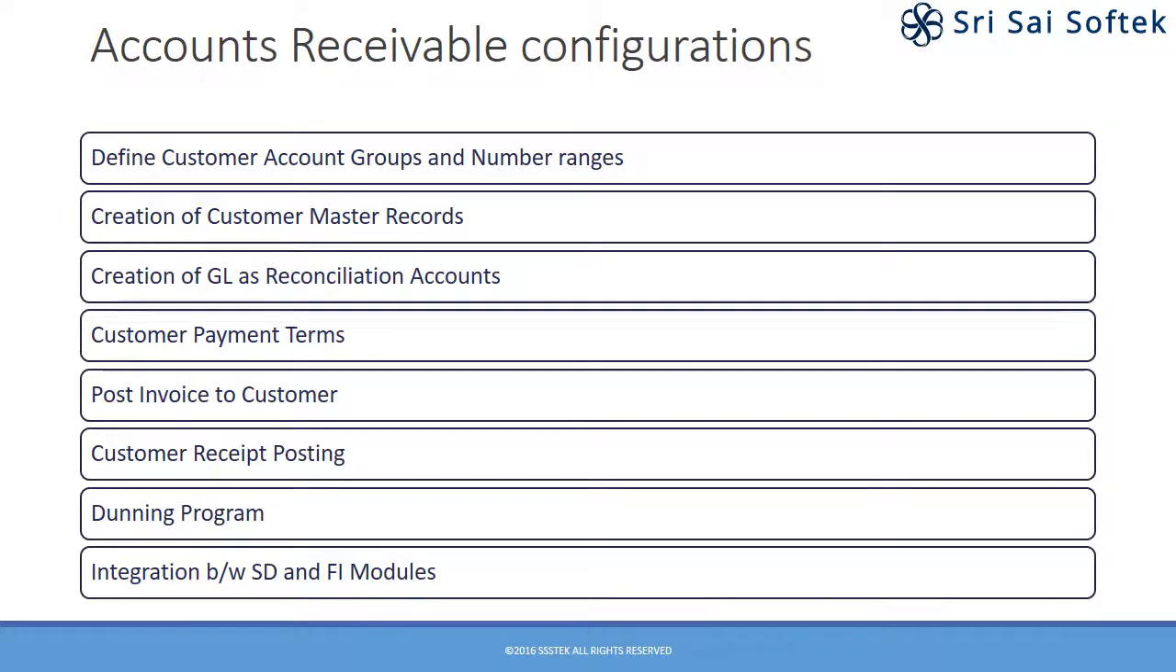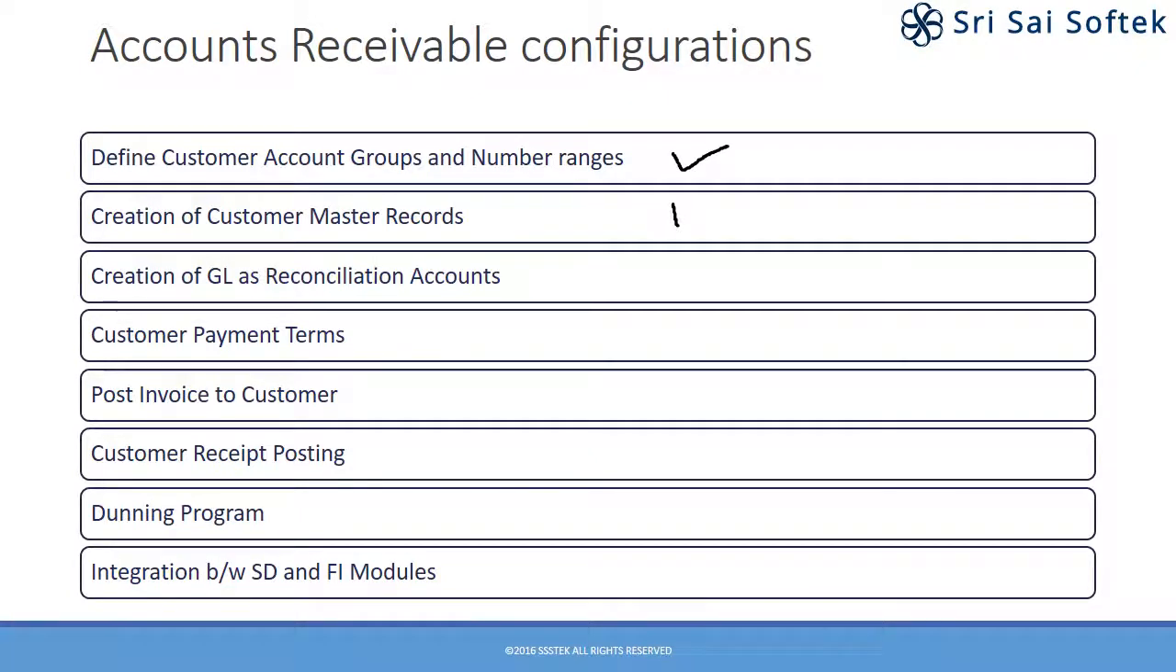What are the major configurations that we are going to learn in accounts receivable? First of all, we are going to create the master records, and for them we are going to create account groups and account number ranges. This means we are going to classify the customers in some way and group them and assign the desired number range for the groups. When I create a customer, the number range for the group is picked up for serially numbering the customers.